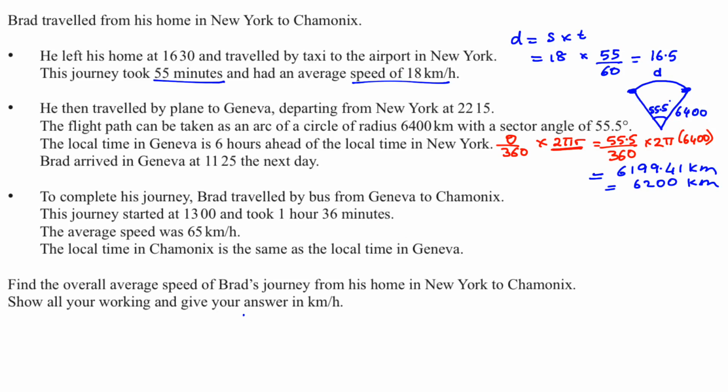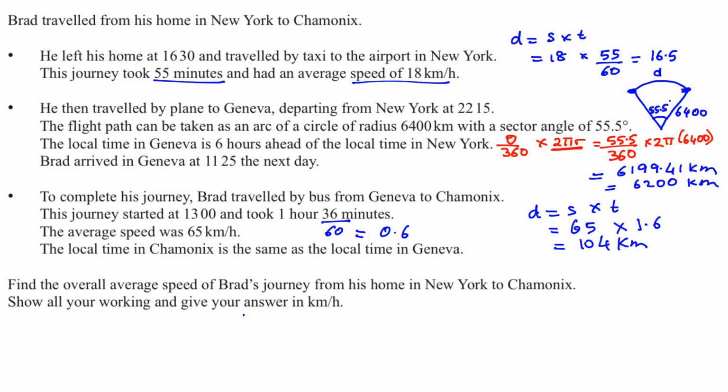So distance is equal to speed multiplied by time. We have the speed as 65 and time as 1 hour 36 minutes. To change the 36 minutes into hours, we'll divide it by 60 and we will get 0.6 hours. So our time is going to be 1.6 and this will give us 104 kilometers.